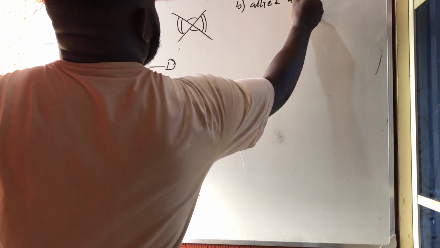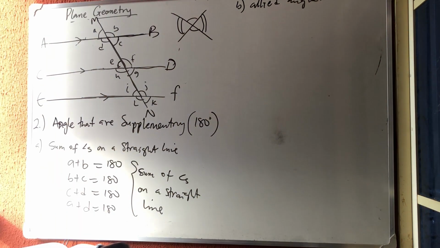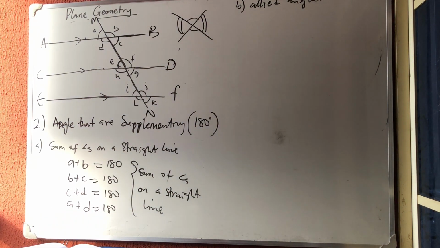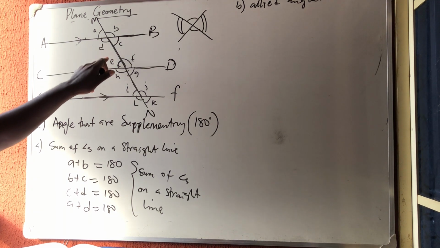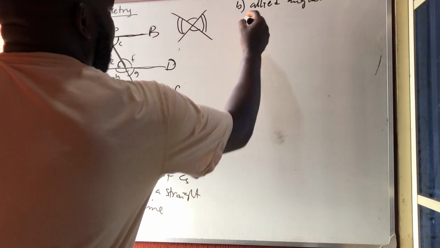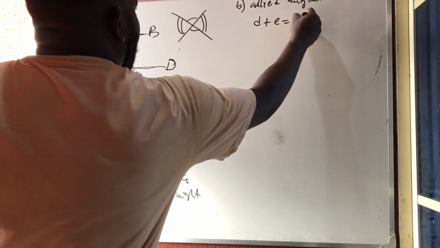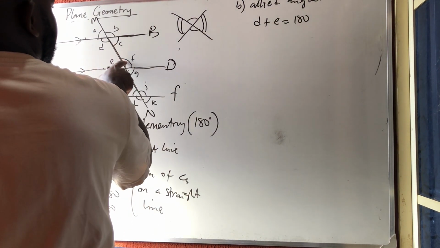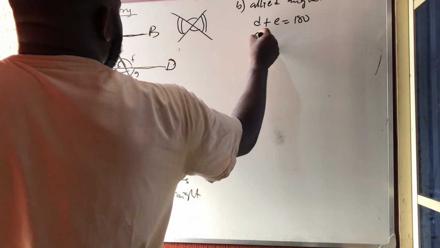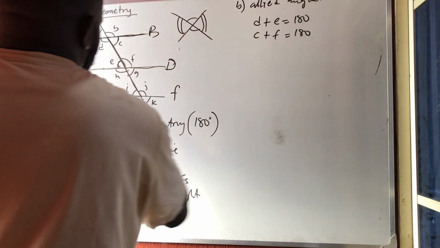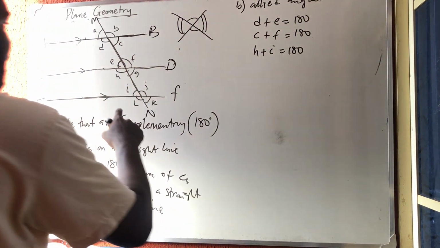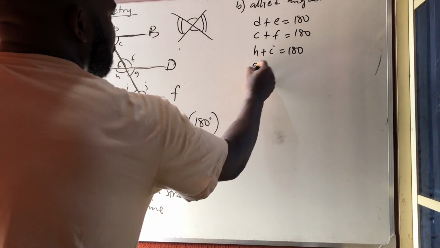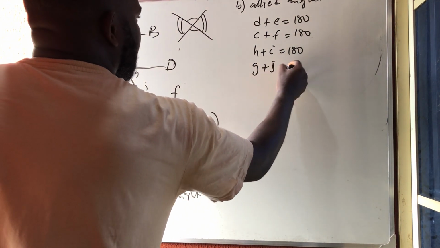Allied angles. Okay? Allied angles are supplementary. And how do you know allied angles? Allied angles are formed when we have two parallel lines like this, inside like this, opposite each other like this. So automatically we will say that D plus E is equal to 180. Which other one? Inside. It must be inside. This inside, C plus F is equal to 180. The next one, this inside, H plus I is equal to 180. So the last one now, G plus J. So G plus J is equal to 180.